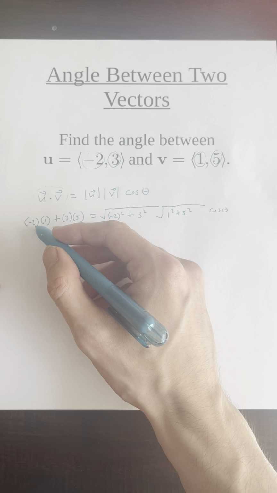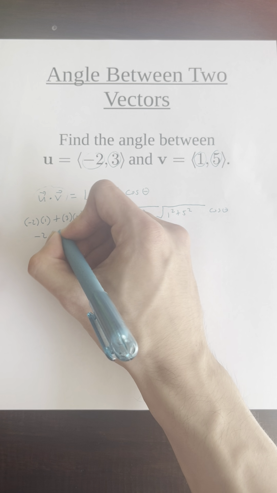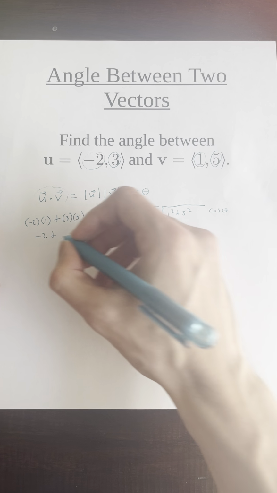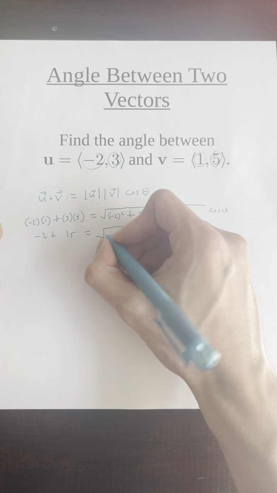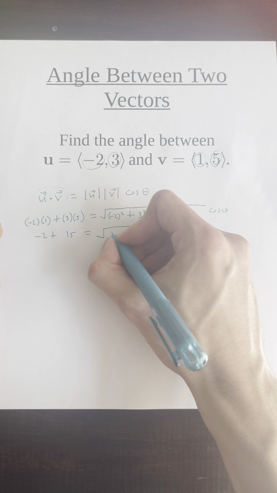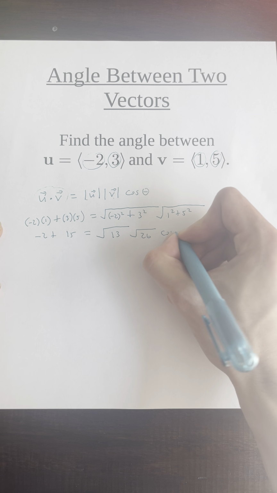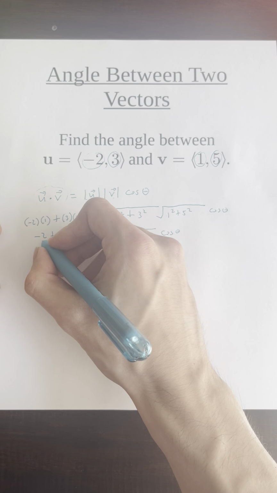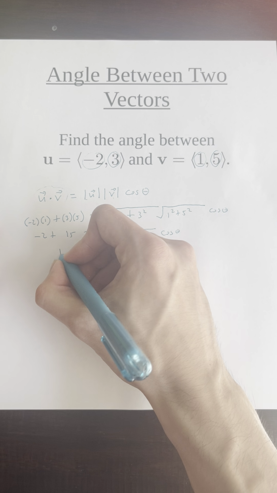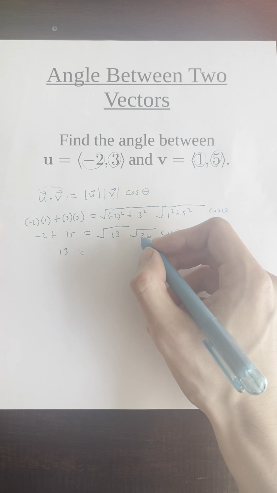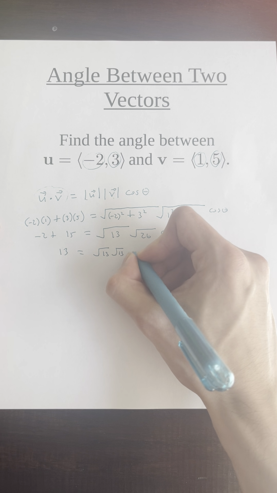Okay, what's -2 times 1? -2. And 3 times 5? 15. Okay, this turns into square root of 4 plus 9, which is 13, times square root of 1 plus 25, so 26, times cosine theta. Okay, and -2 plus 15 is how much? 13. Okay, I'm going to rewrite this as root 13 times root 13 times root 2.